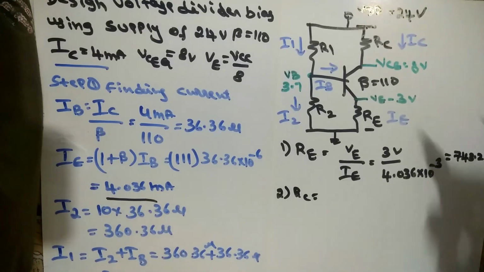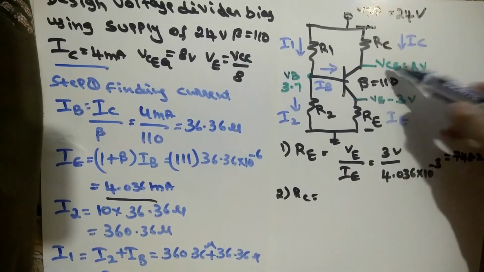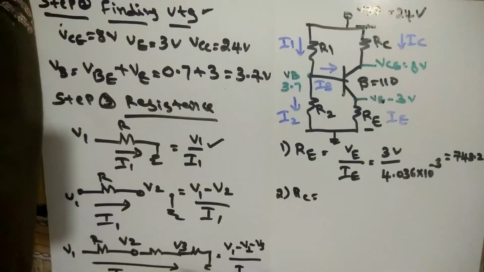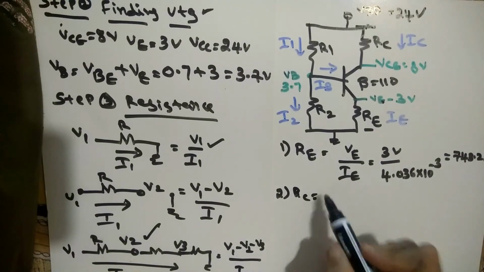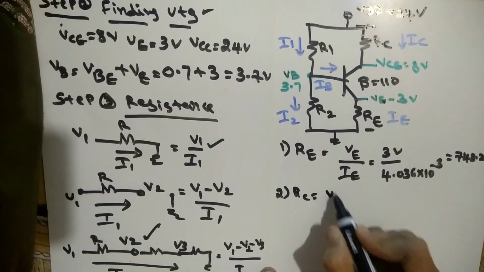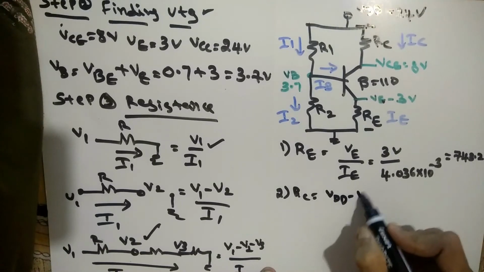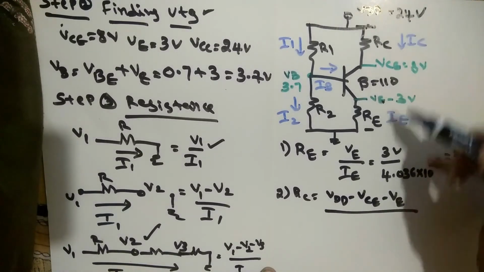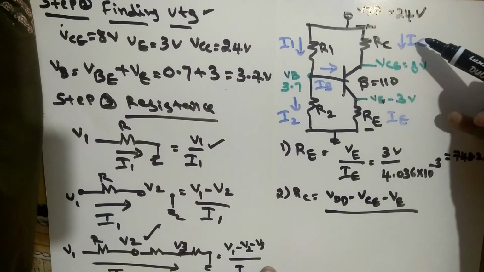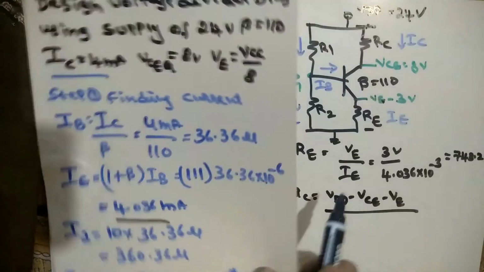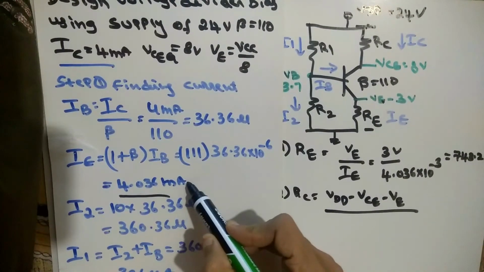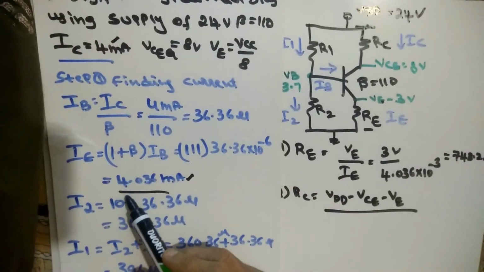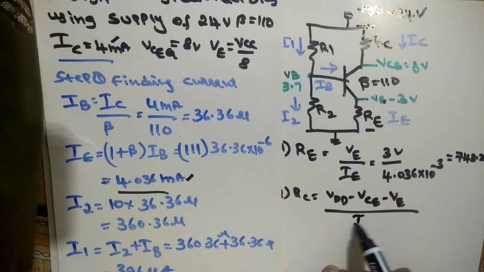Now we are moving to the second one, RC. When you go for RC, here VDD is there, then VC is there, then VE is there. All these three voltages are there. It is like our third case, that means V1, V2, V3, so we will take all the voltages. First VDD minus VCE, then minus VE, divided by the current. We know that IC and IE are almost equal in this case: IE is 4.036 and IC is 4 milliamp. Both are almost similar, so we can take the same current, IC.